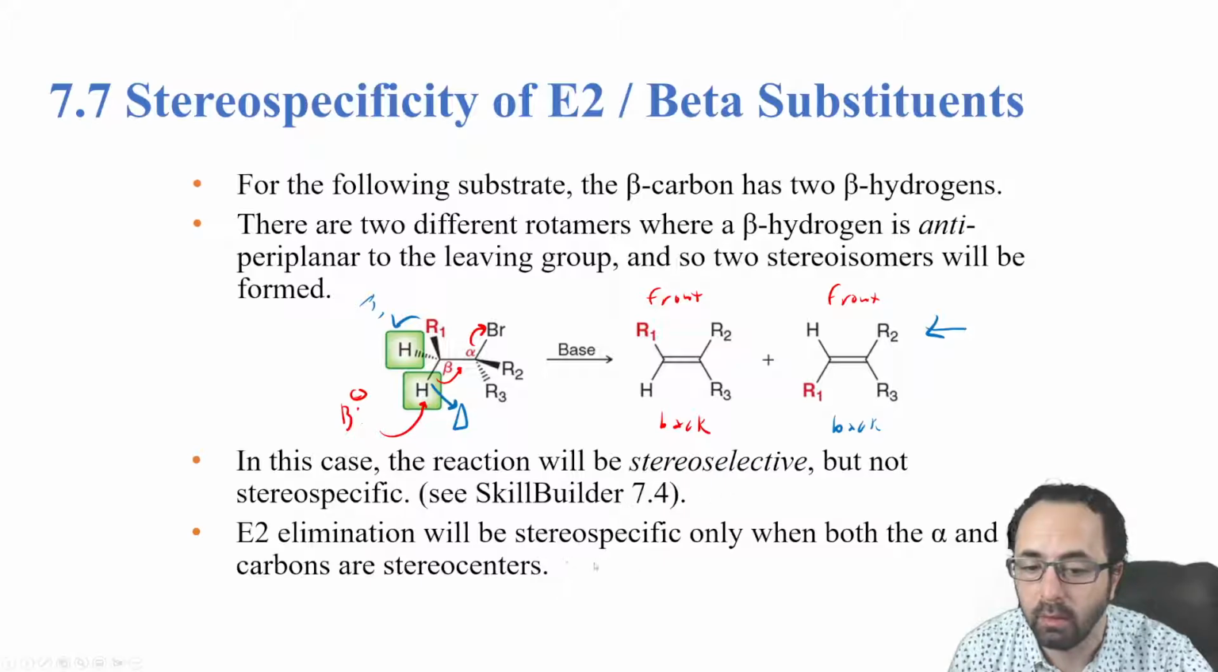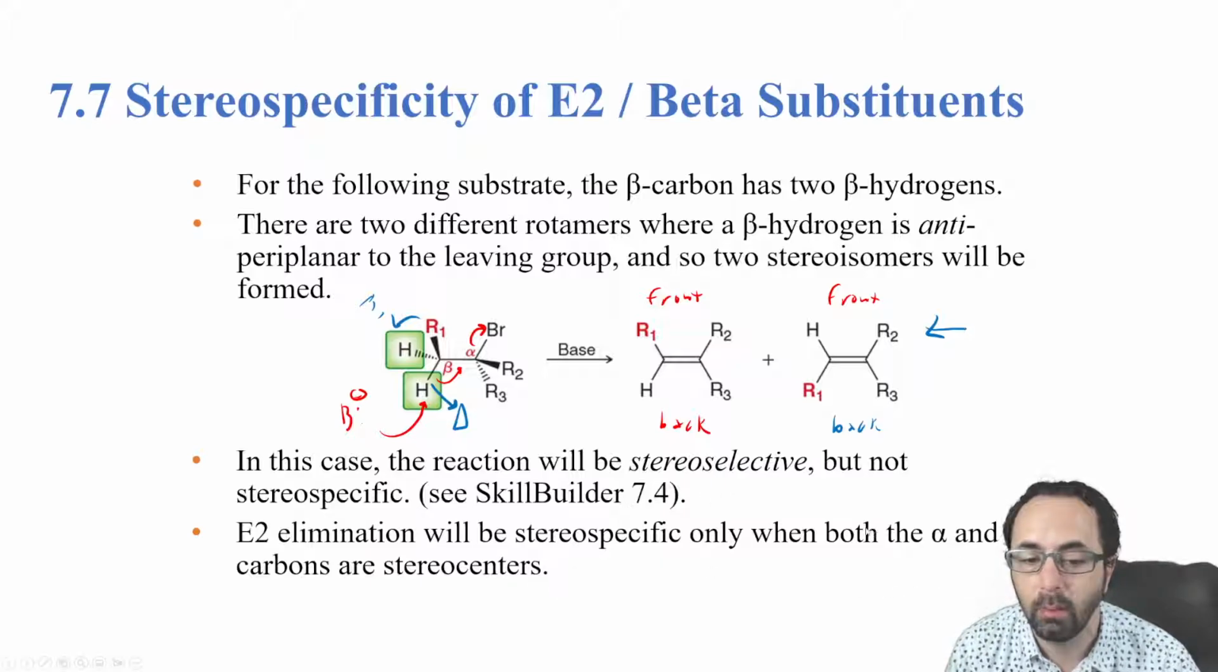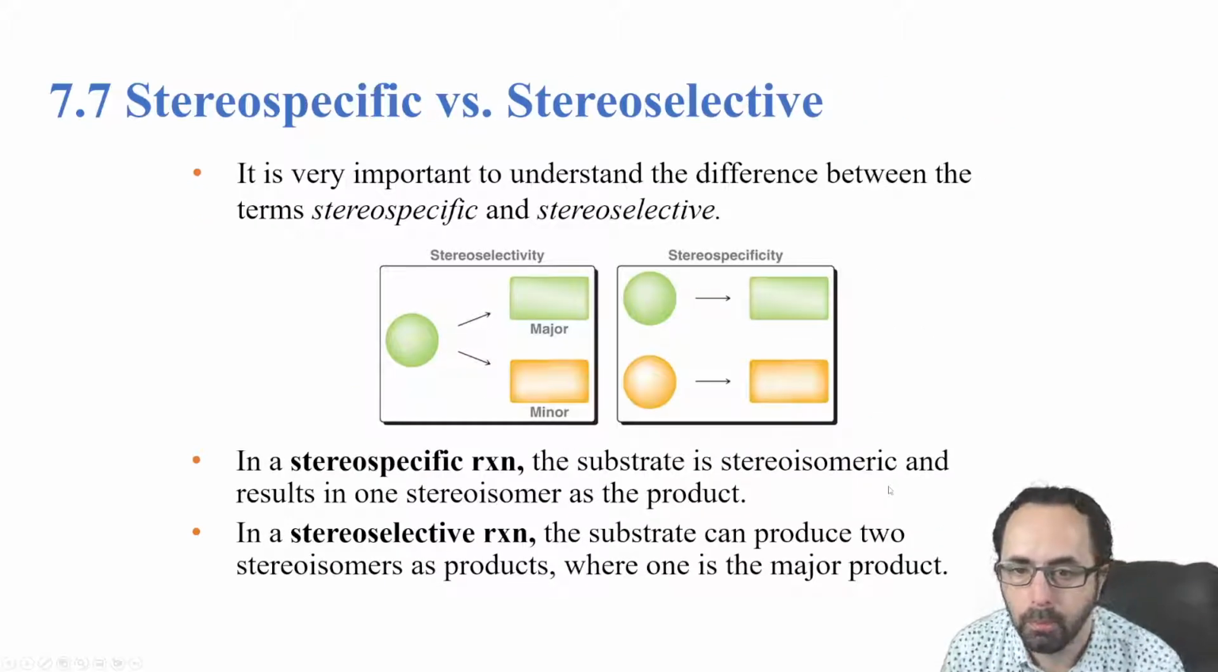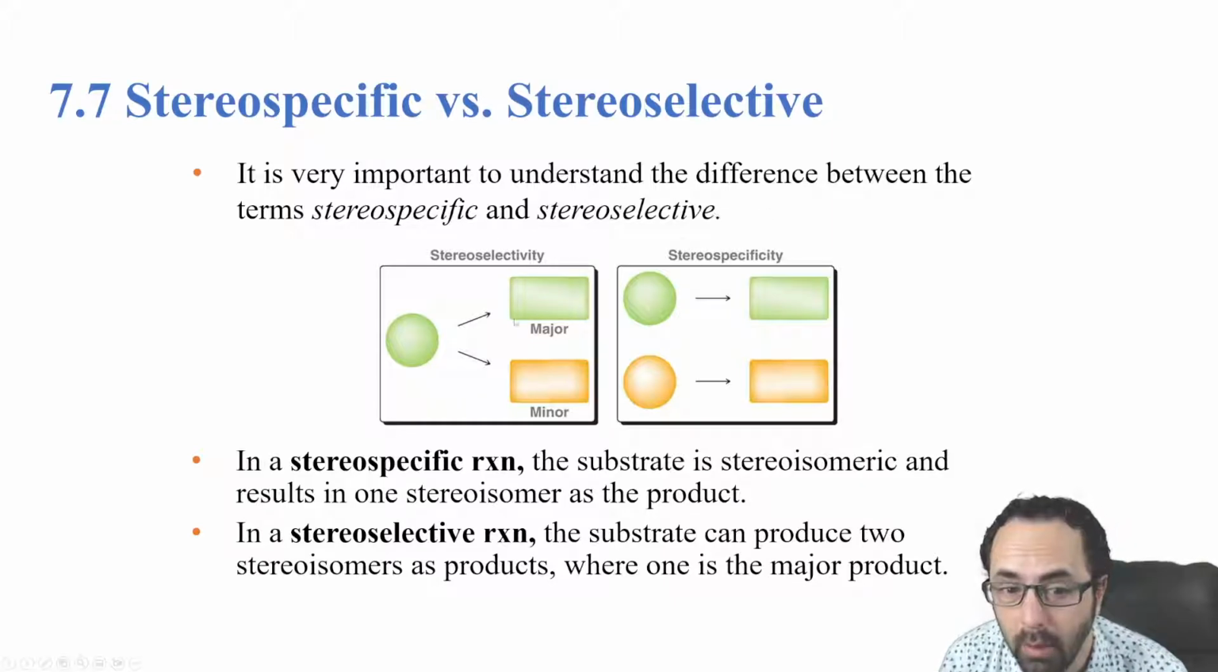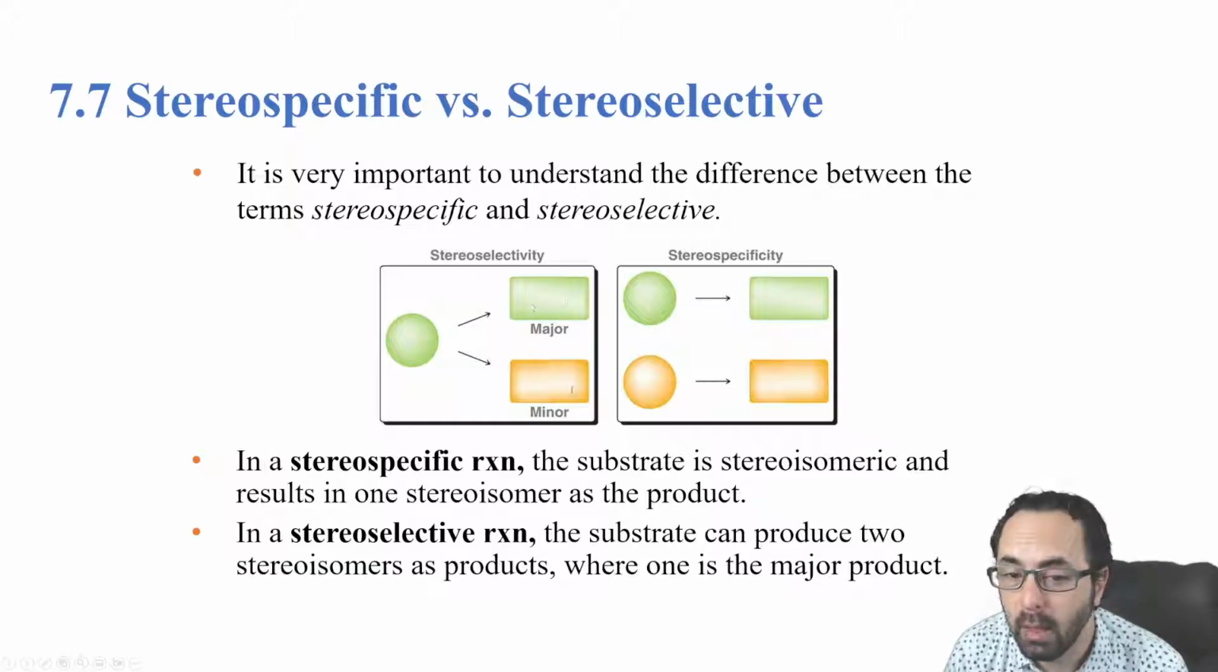So stereospecificity only occurs also when the alpha and the beta carbons are both stereocenters, right? Otherwise, it won't matter. So it's very important to understand the difference between them, right? When we have stereoselectivity, we'll have a major and a minor product. When we have stereospecificity, there's only one possible product. That's the idea.